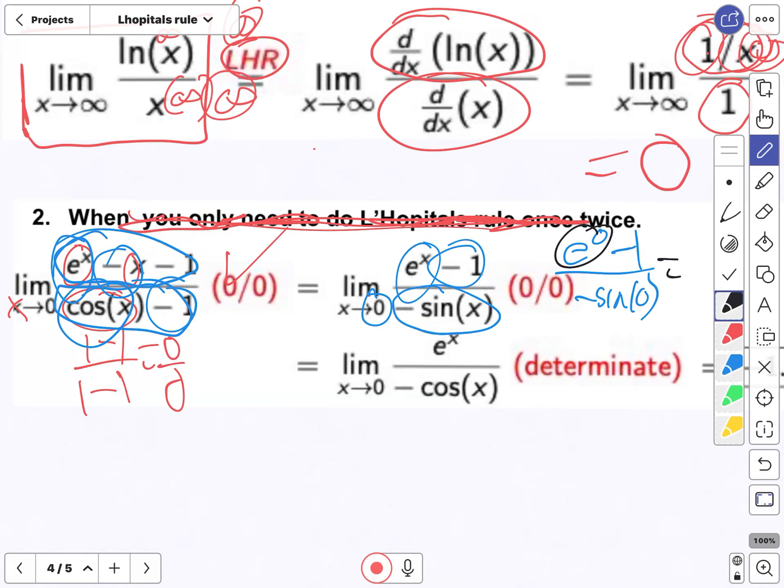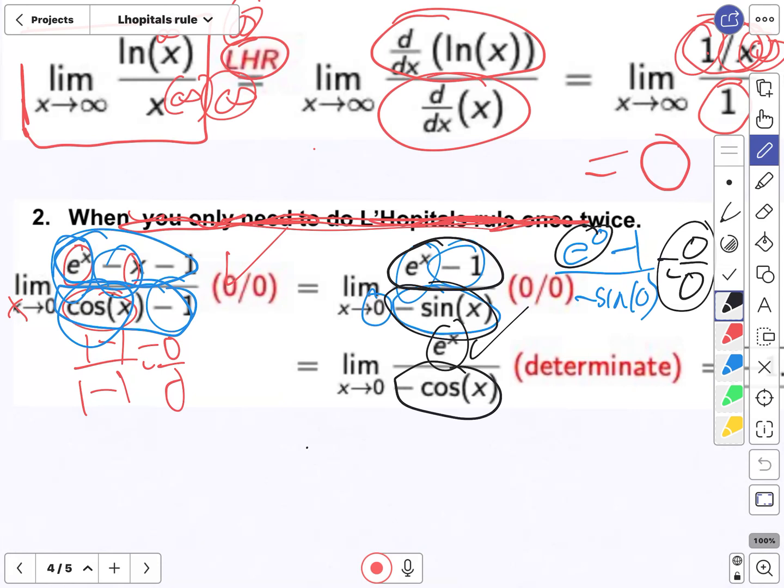Any number to the exponent of 0 is 1, so that becomes 0 over 0. Well, now I can do the slope of the slope because the same properties apply. So it's still 0 over 0, so I have to do the derivative again. So now I do the derivative of the top. Well, what's the derivative of the top? e to the x minus 0. What's the derivative of the bottom? The derivative of negative sine is negative cos.